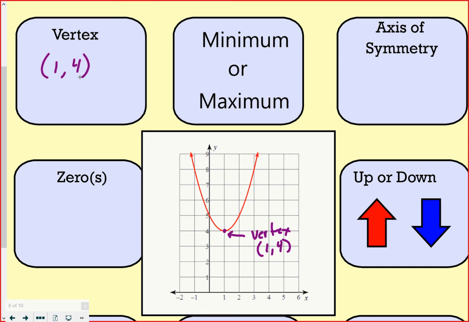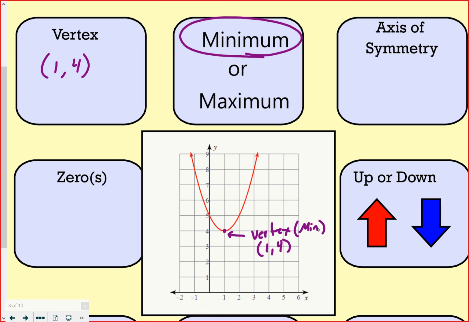Okay? The next part is asking us, is this a max or min? Well, if this is my lowest point of my graph, I know for a fact that this is going to be a minimum, okay? So I'm going to put min right here, right next to the vertex, because remember, your vertex is your min or your max, and we have to be able to know that.